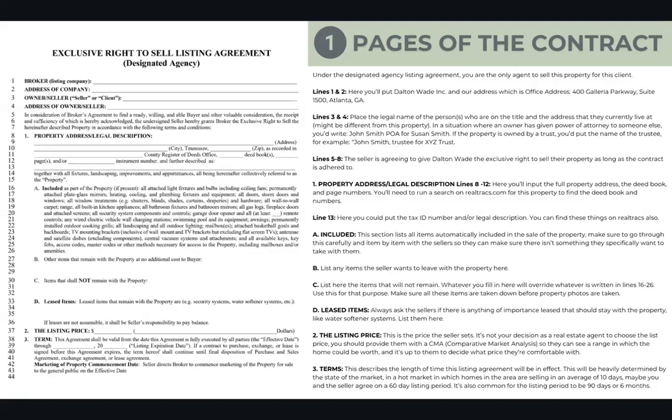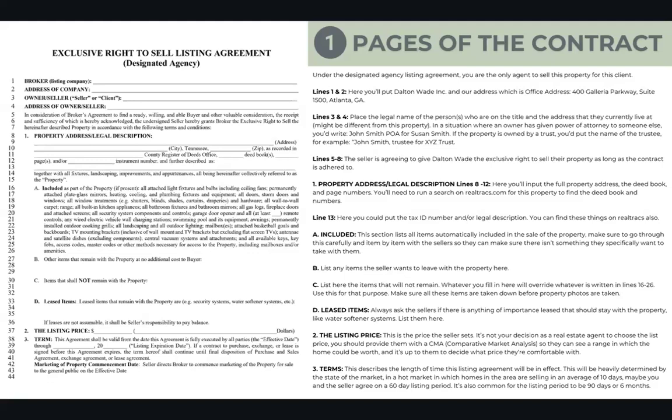A covers included items. So this section lists all the items automatically included in the sale of the property. Make sure to go through this carefully, item by item with the seller so that they can make sure there isn't something that they specifically want to take with them. B, you're going to list here any items that the seller wants to leave with the property.